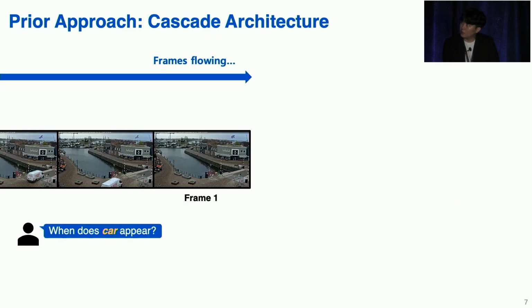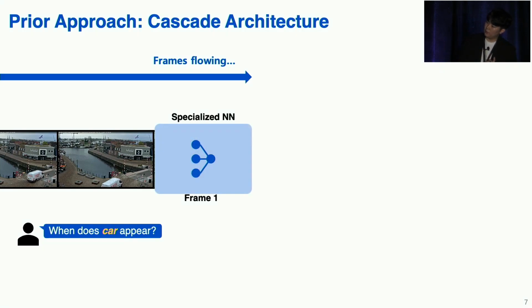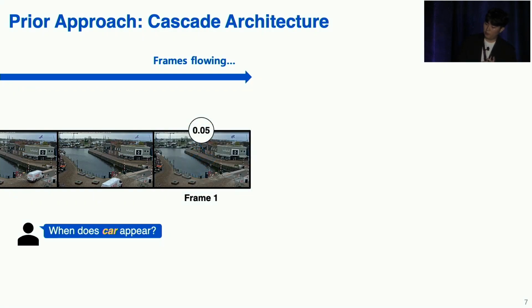And the second approach that they make is to build a cascade architecture out of this specialized neural network. I'll be using an example to explain this concept. So the cascade architecture first applies the specialized neural network to all of its frames. For the first frame, the return value was 0.05. That means the specialized neural network is sure that there is no car in the frame, so the prior works can label this frame as not having a car, and it's not a frame that the user is looking for.